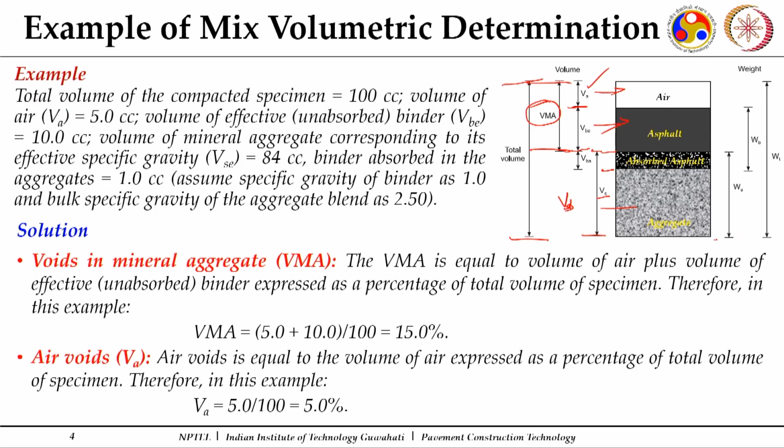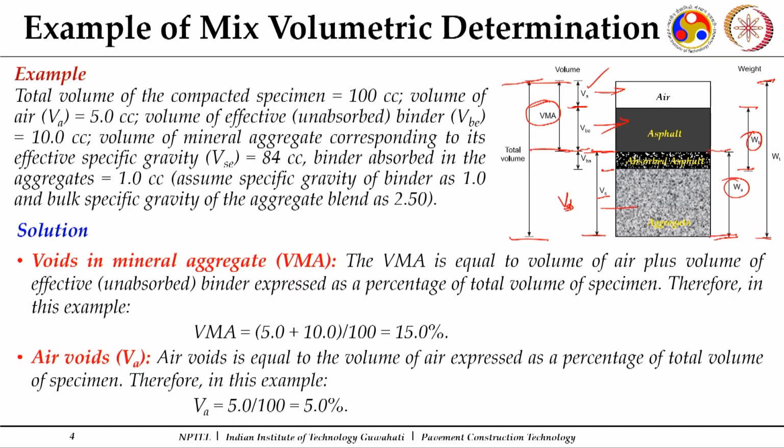And if we talk in terms of weight, then the volume corresponding to this VSB will be your weight of the aggregates, WS. For this entire free as well as the absorbed bitumen, we have to work out the weight, and that will be WB of the bitumen. So, WS plus WB will be your total weight of the mix, where you do not include the weight of the air, considering it is negligible.